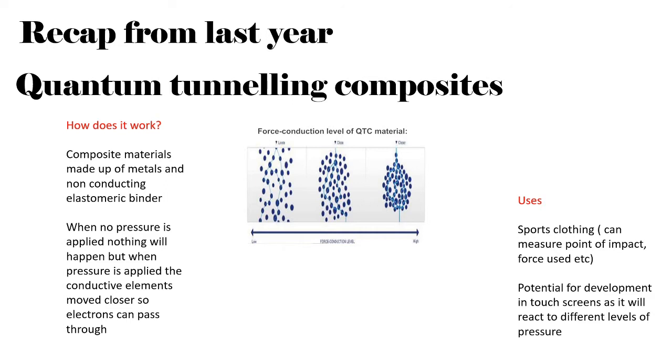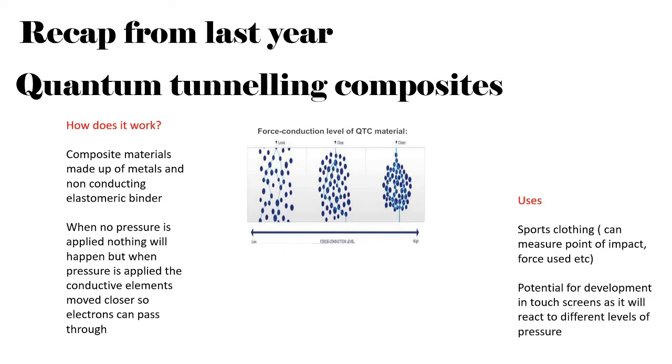So typically, it's quite an old material. It came around about the 90s, but it's not really been utilized until recently. So it's been used a lot more in sporting clothing because you can measure things like impact from force, which is why in things like rugby and American football, where there's sudden impact, they can measure how hard someone's been hit, so you can measure how much damage has been done.